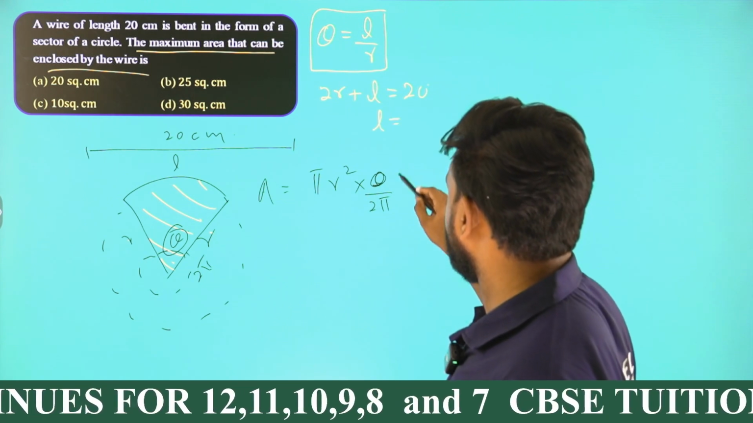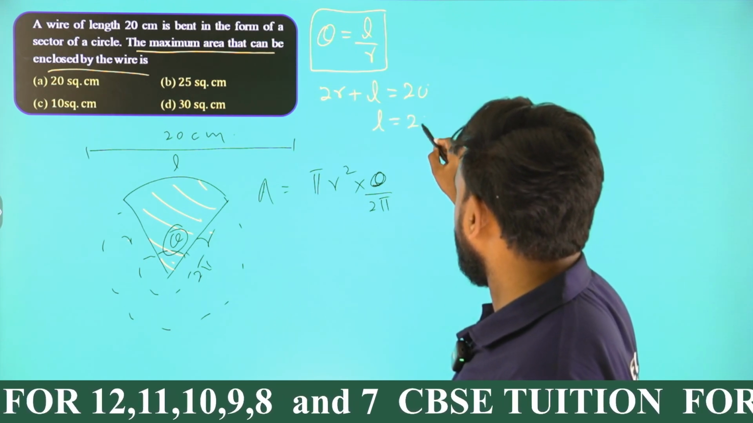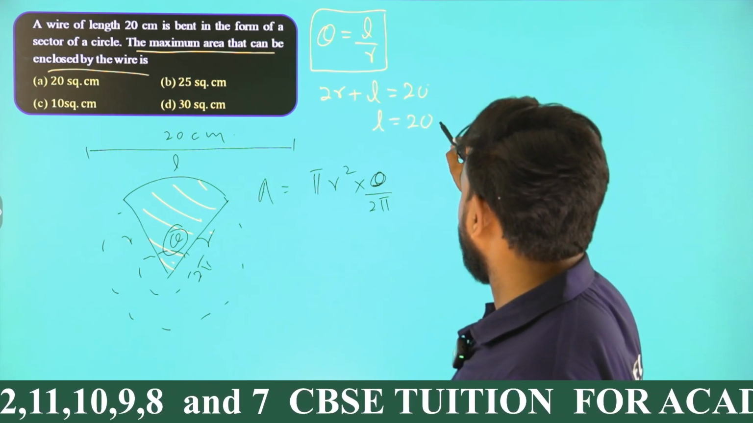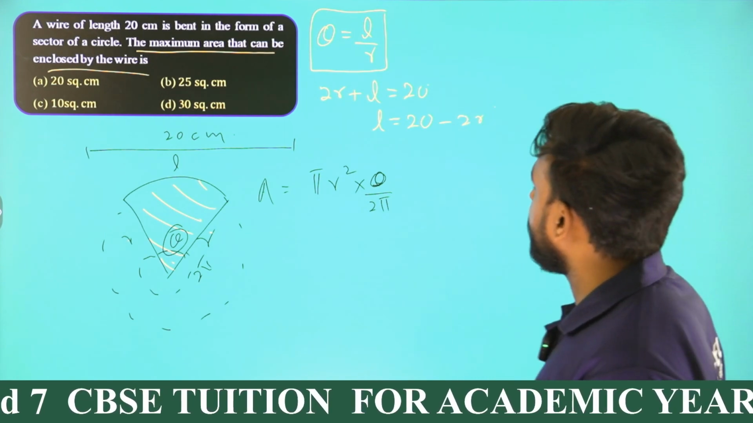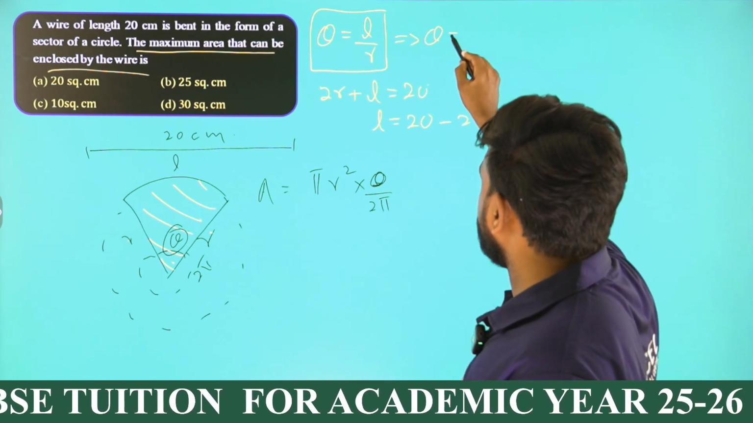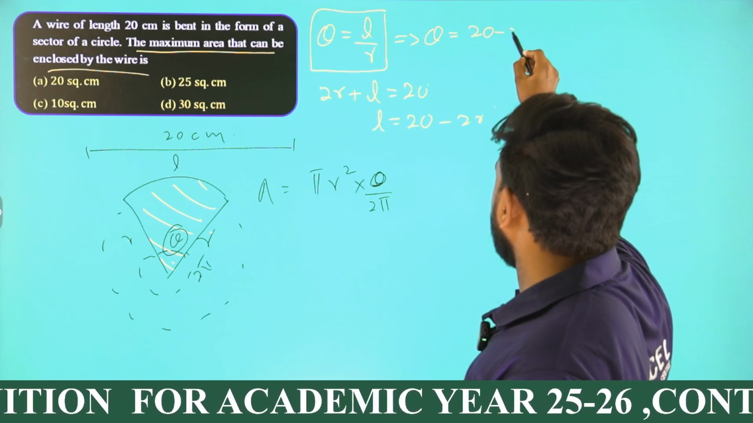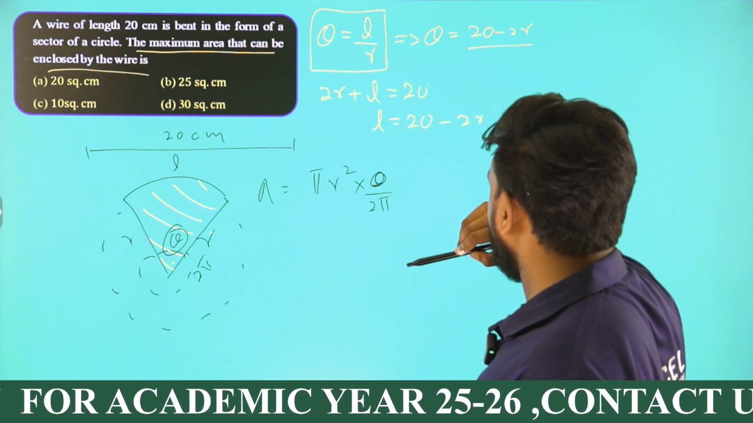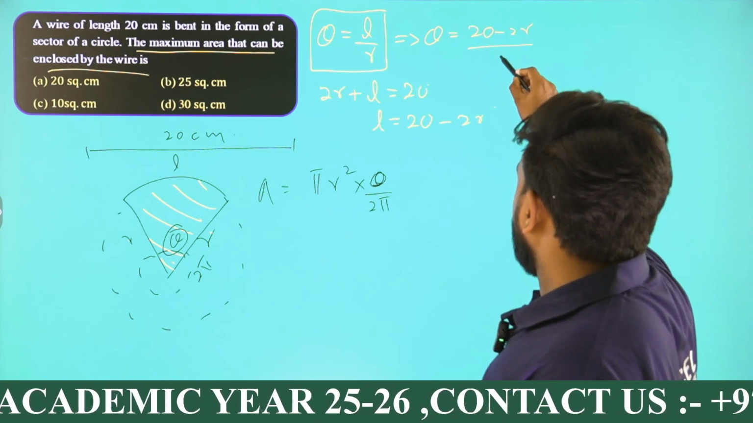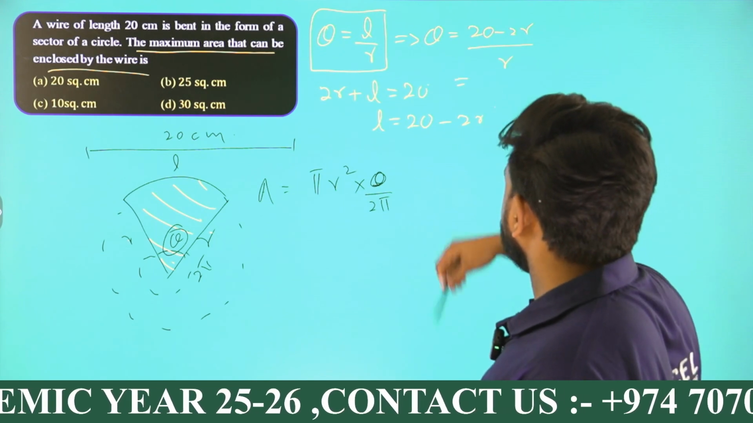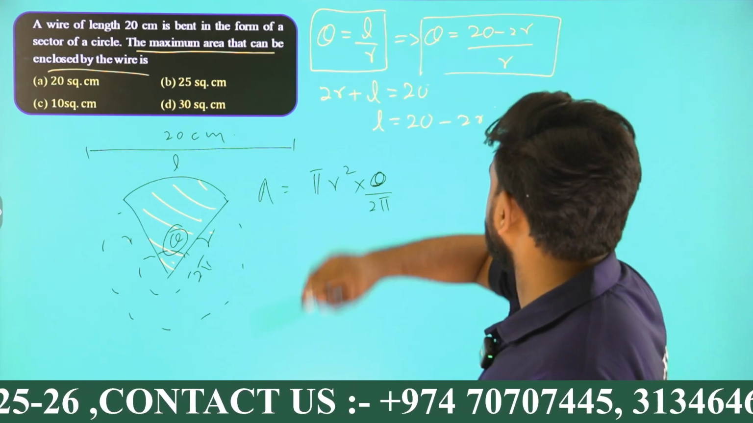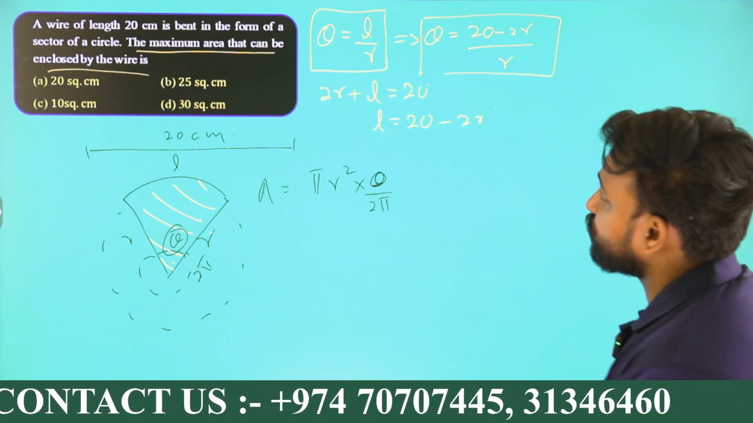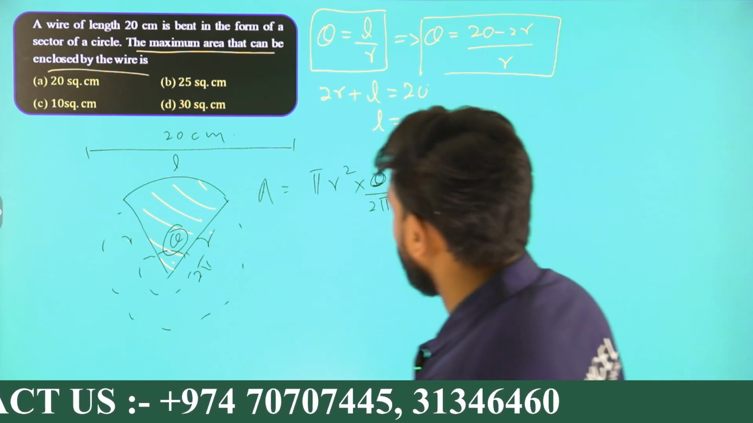So L will be equal to 20 minus 2r. Then theta will be 20 minus 2r by r. Ready? So you got theta here. What is theta? 20 minus 2r by r.